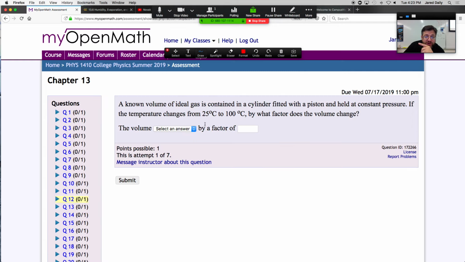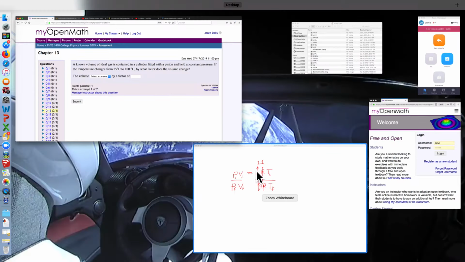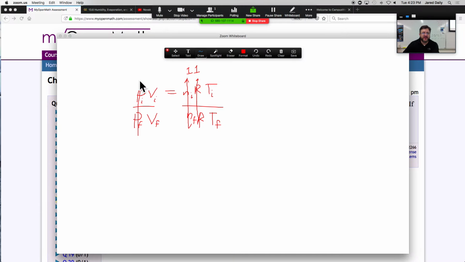We've got the temperature changes. So the temperature changes, the volume changes, but it's a constant pressure, so the pressure doesn't change, right? So the pressure initial and the pressure final are the same number, they equal 1. So we end up with this equation that looks like V initial over V final equals temperature initial over temperature final. And they tell us the temperatures, right? So we want to calculate the volume final. We know the initial volume, just solve for V final.